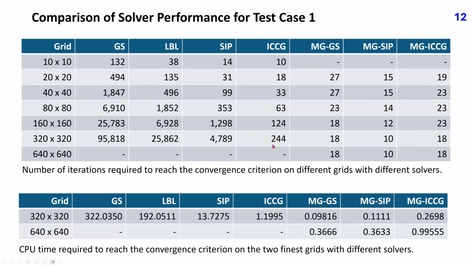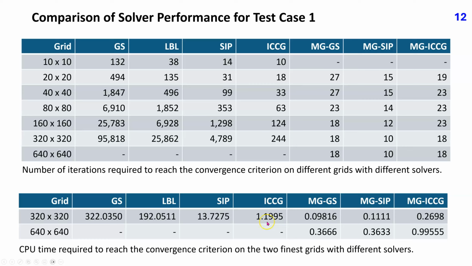In the case of a multigrid method, once more than 3 coarser grid levels in the V cycle are available, the number of required iterations remains constant. It is fascinating to see that the Gauss-Seidel solver on its own needs over 95,000 iterations to meet the convergence criterion on the grid with 320 by 320 control volumes, while within multigrid procedure, the same solver needs only 18 iterations. This represents a speedup of 5,000.